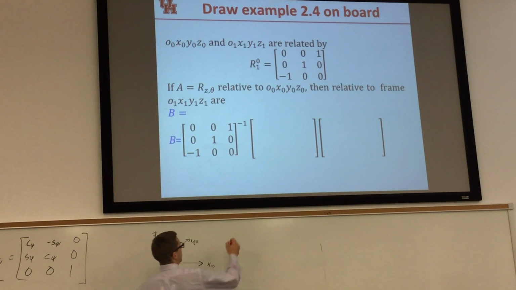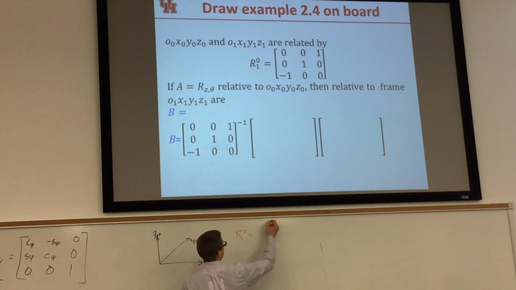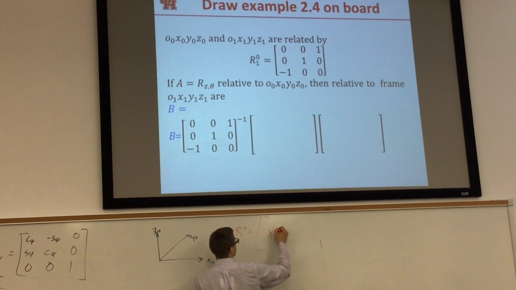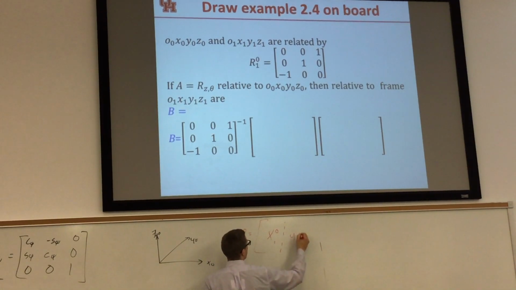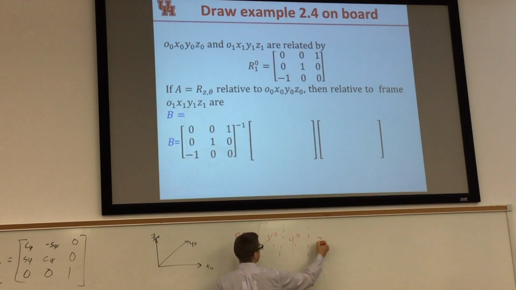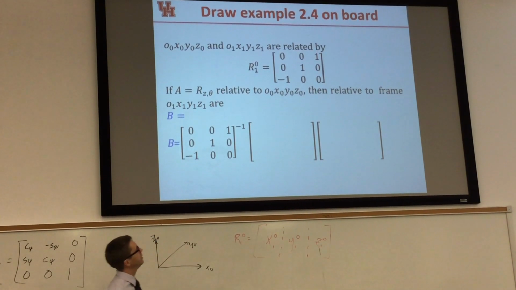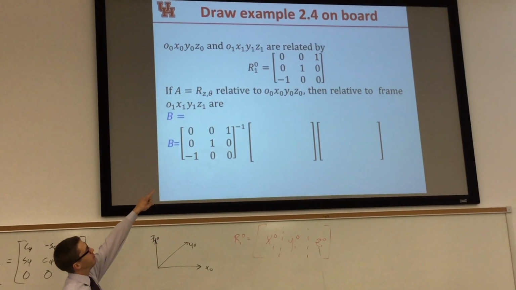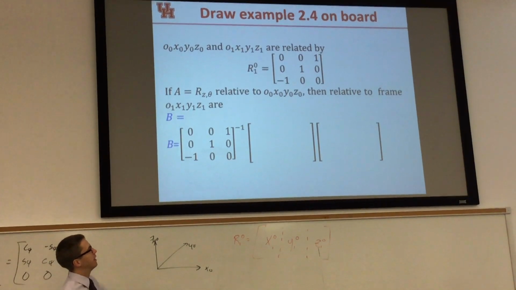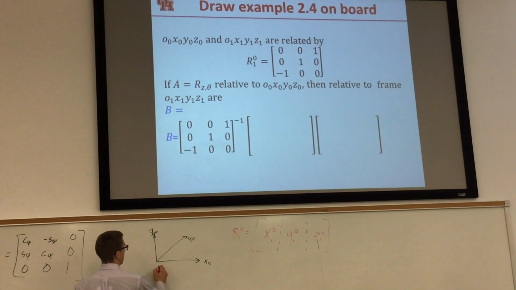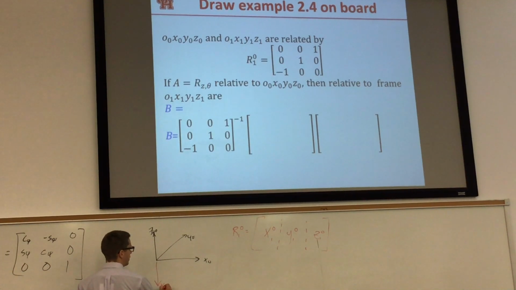Remember, what R1,0 is giving you is what is x1 in frame 0, what is y1 in frame 0, and what is z1 in frame 0. So x1 in frame 0 is going to be nothing in x and y, but it'll be -1 in z. So that means that this one here is x0.